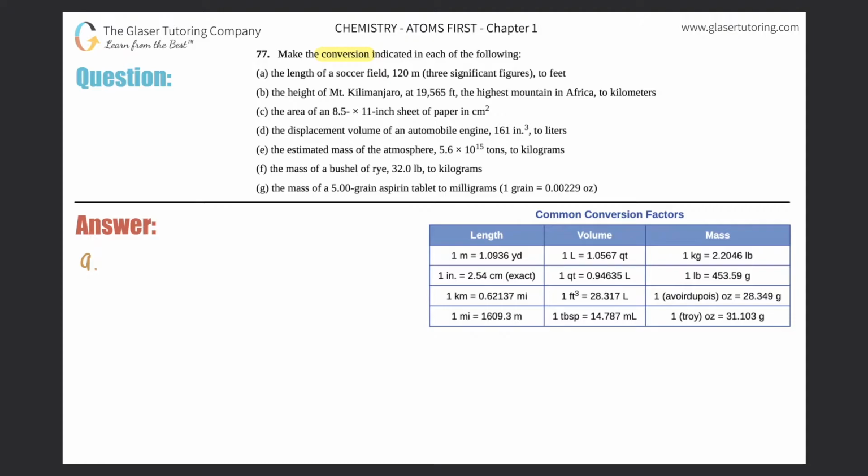It says A, the length of a soccer field, 120 meters, 3 significant figures, to feet. So it looks like we're going from 120 meters to feet. Do we know a direct conversion from meters to feet? This is totally a length. So on my common conversion factors chart, I will look at length between meters and feet. I don't really see that, but I see that 1 meter equals 1.0936 yards.